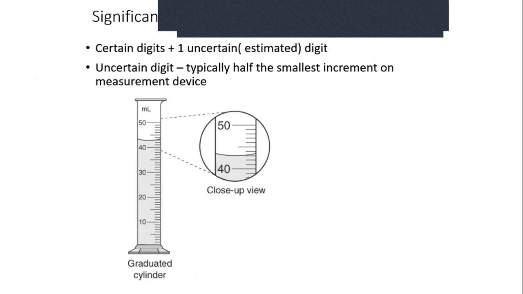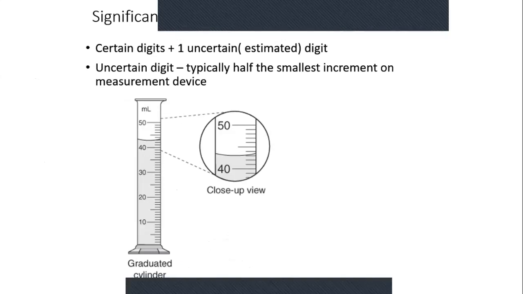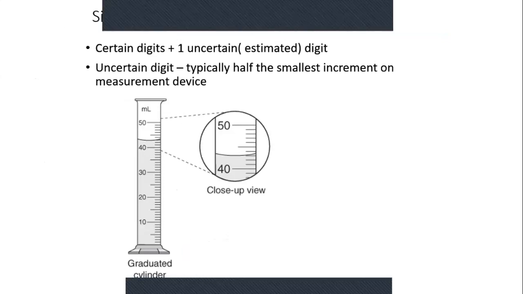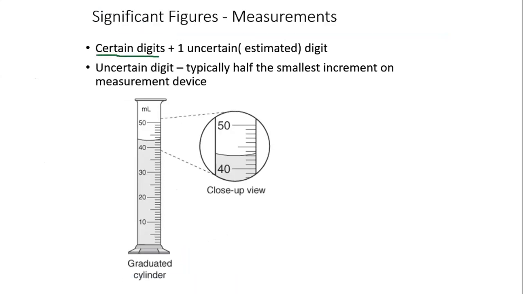So one thing we want to touch on before we talk about calculations is significant figures in measurements. When we're taking measurements, how many digits are significant? Significant figures in measurements are the number of certain digits plus one uncertain digit, or what we refer to as an estimated digit. Now, these certain digits are dictated by the smallest tick mark on the measuring device.